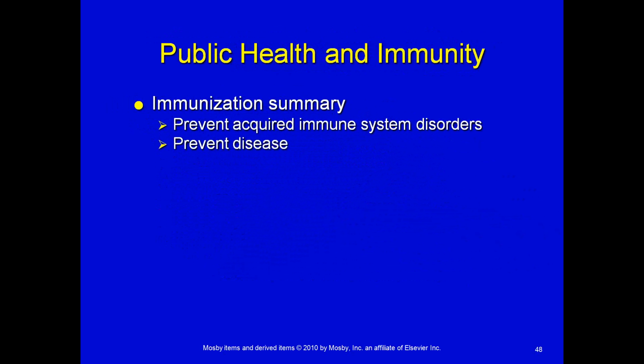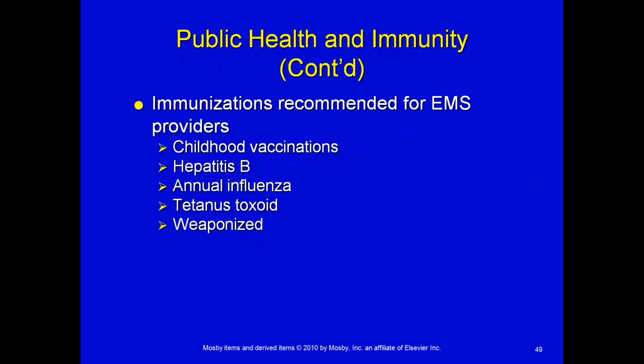As far as public health and immunity goes, the importance of our public health departments is to prevent disease and prevent acquired immune system disorders by making certain that everyone is vaccinated. The immunization recommendations for EMS include making certain that your childhood vaccinations are all up to date. If you've not had your tetanus or not had your MMRs or those sorts of things, making sure that they are all up to date.